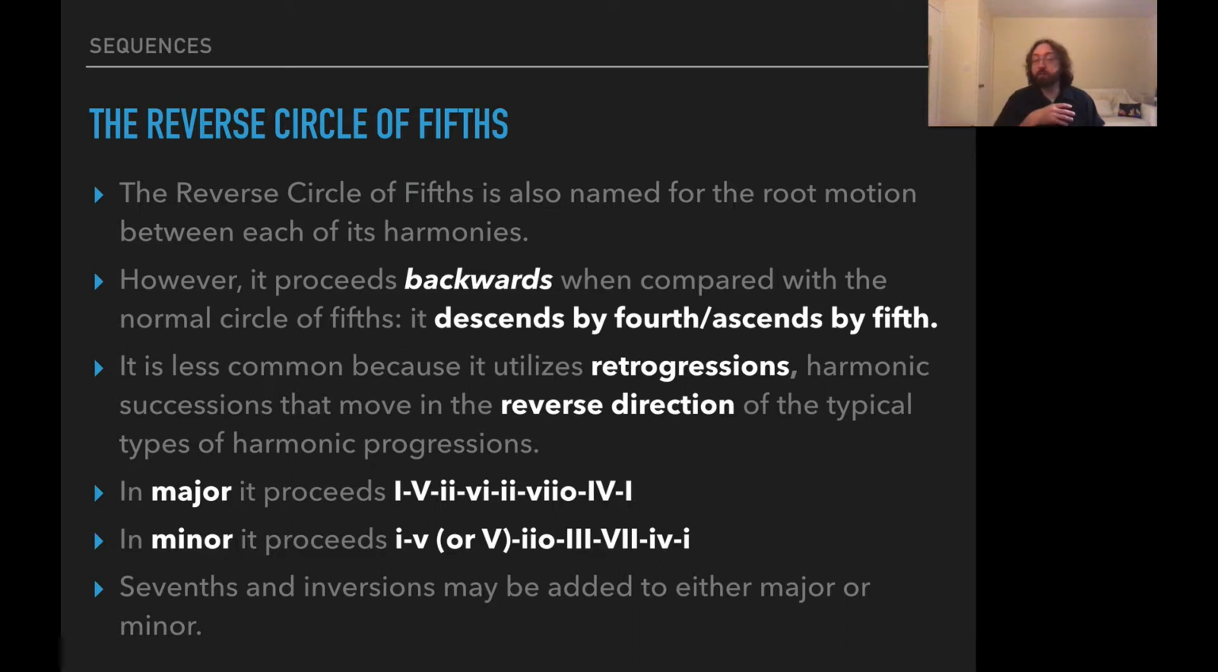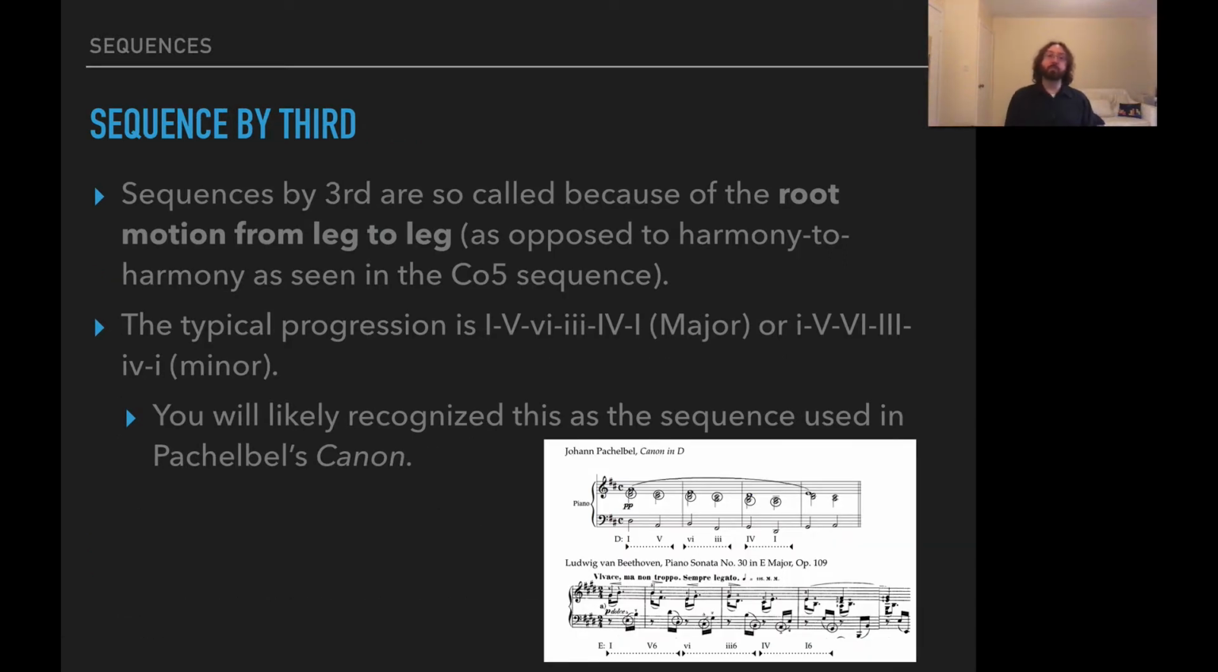Now, there's certainly examples of both of these, but they are not nearly as common as the normal circle of fifths sequence, sequenced by descending fifth, ascending fourth. And like all sequences, sevenths and inversions may be added to either the major or minor forms.